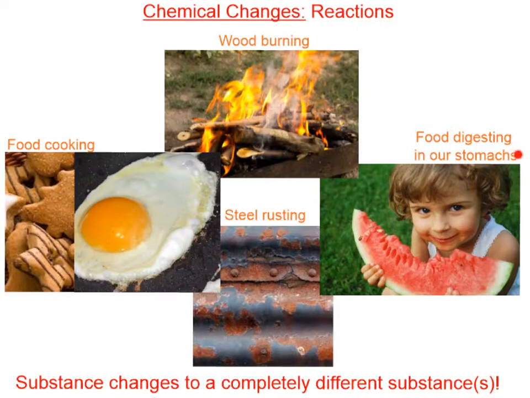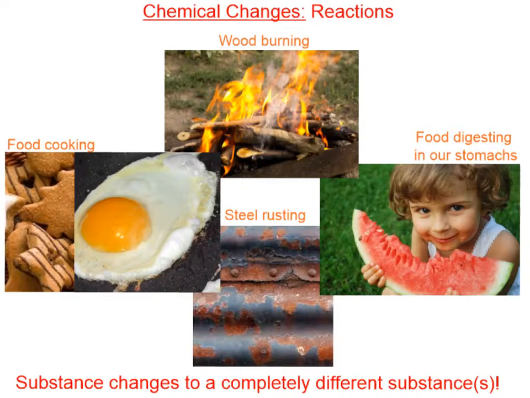Food digesting in your stomach. This watermelon is being broken down in the stomach chemically after you chew it. Chewing is a physical change, but in your stomach, the acid breaks it down chemically and changes it into an entirely different substance. Steel rusting is another example of a completely new substance that is chemically formed.